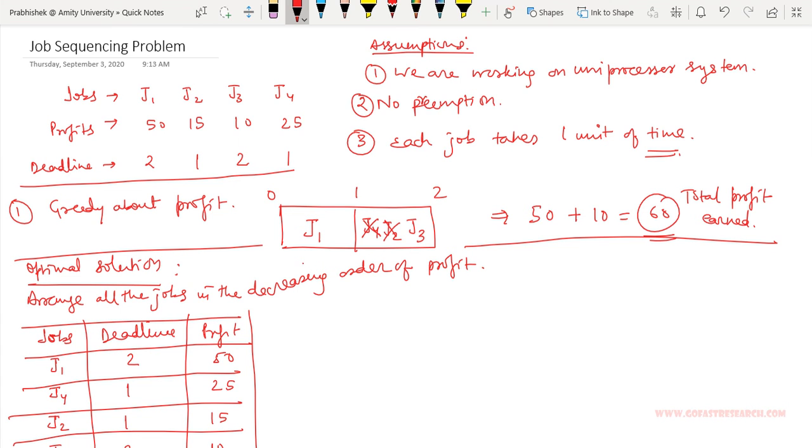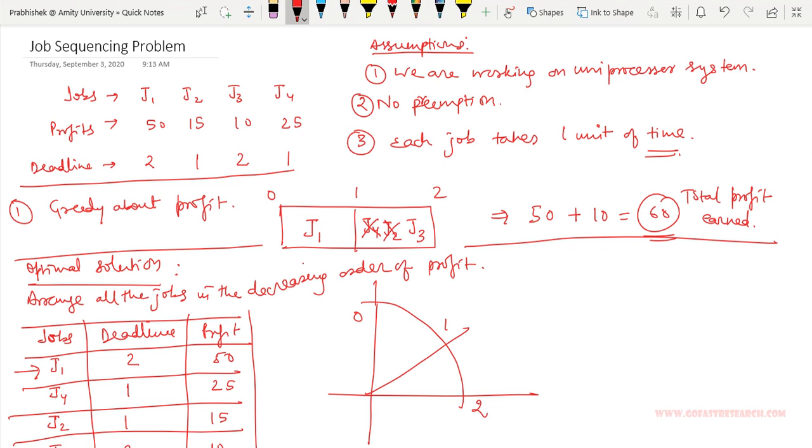Okay, so how do we solve these questions? Just draw this: 0, 1, 2. This is the first month, second month. First of all, we have arranged all the jobs in decreasing order of profit because in this order only we will execute the jobs. Many of you might be thinking that in the previous question also we were just greedy about profit. No, here our approach is different.